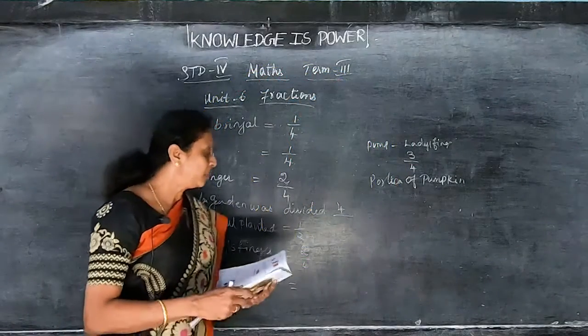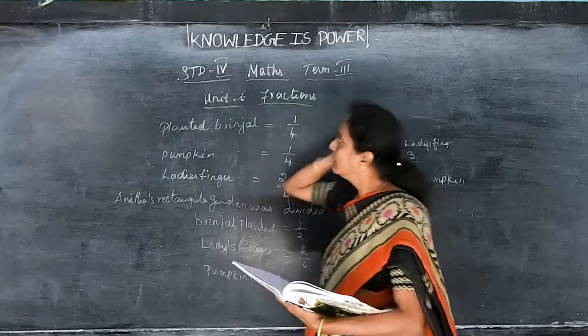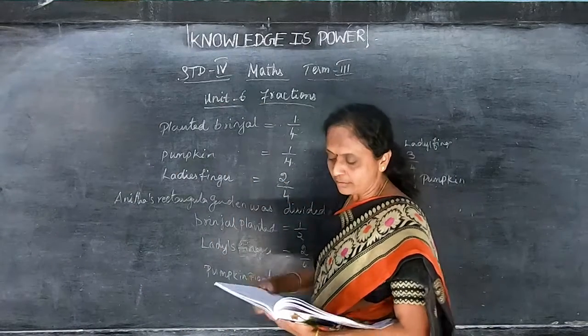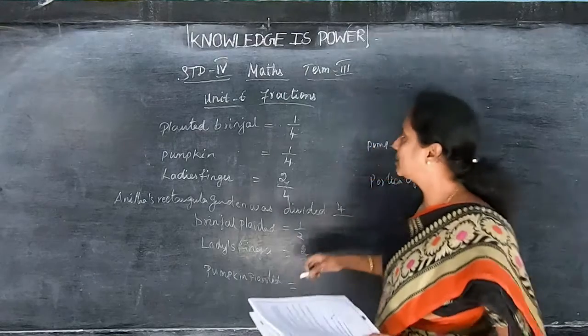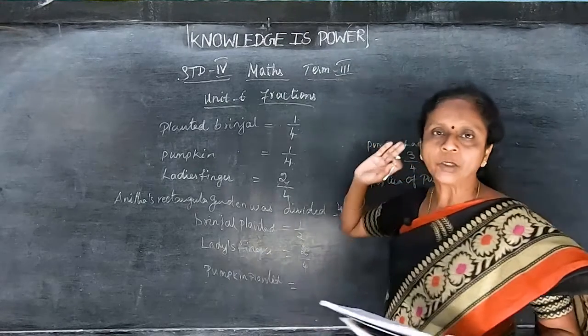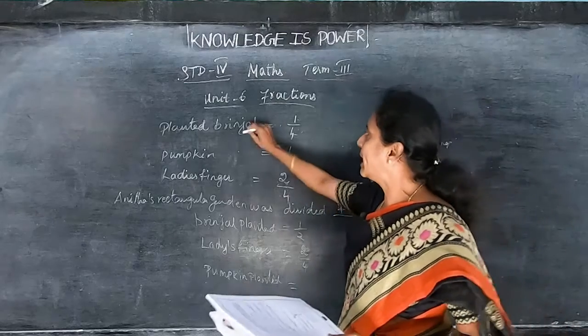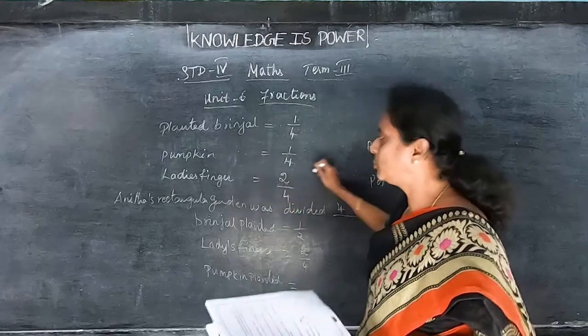Okay, children, now we are going to see unit standard 4, unit 6, fractions. In these fractions, I already said this sum about Anita, who had a vegetable garden of rectangular shape. She divided the garden into 4 equal parts. She planted brinjal 1 by 4, pumpkin 1 by 4 and lady's finger 2 by 4.